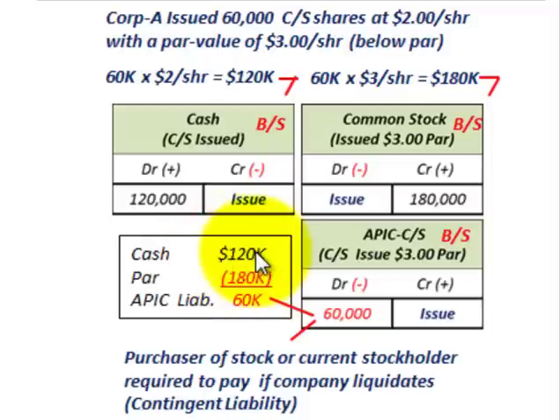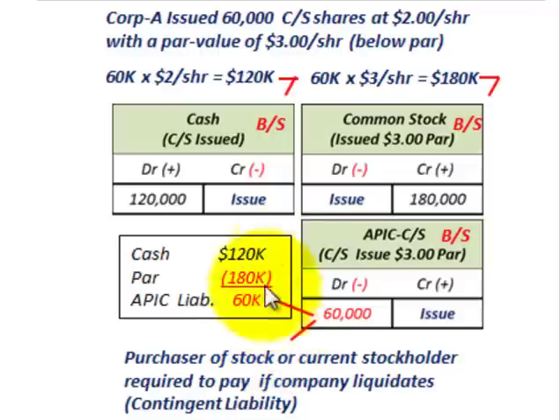Simply, the cash received of $120,000 is less than the par amount of $180,000. So the additional paid-in capital becomes a liability of $60,000. So you can see it right here. The debit amount, a reduction to additional paid-in capital, is $60,000, plus the debit to our cash of $120,000 balances with the common stock par amount of $180,000. So what we're talking about is a liability, and that becomes the purchaser of the stock or the current stockholder would be required to pay that amount if the company would liquidate. So that's what the contingent liability is.